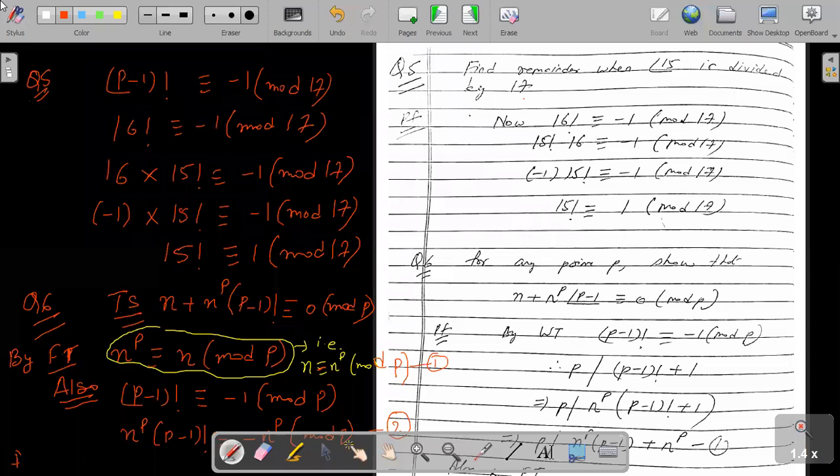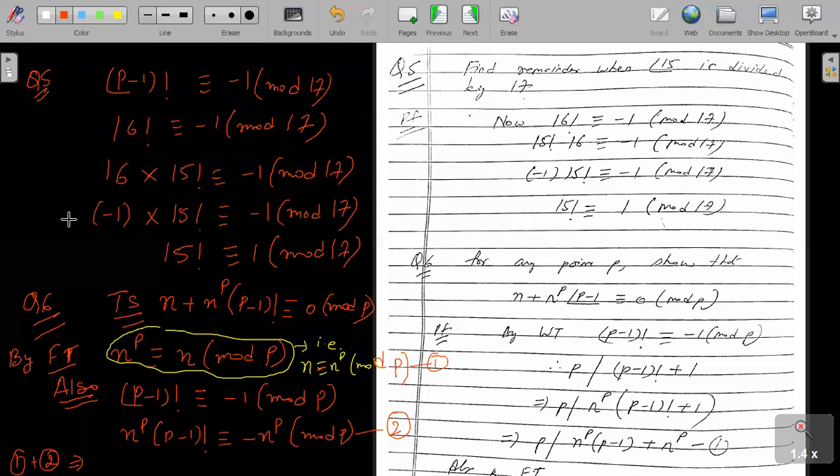क्या आ रहा है बच्चे? n प्लस n टू द पावर p इंटू p माइनस वन फैक्टोरियल. So 1 plus 2 implies, n plus n raised to power p into p minus 1 factorial is congruent to, क्या आ जाएगा राइट हैंड साइड में? Zero mod p. बेटा is it fine? Yes ma'am.